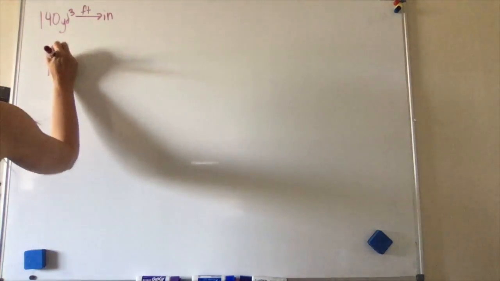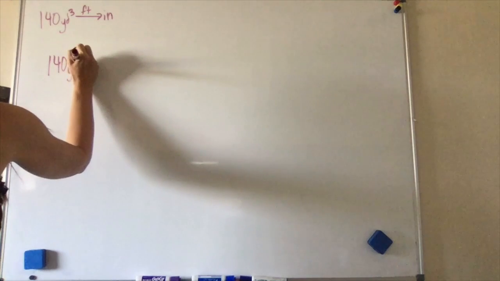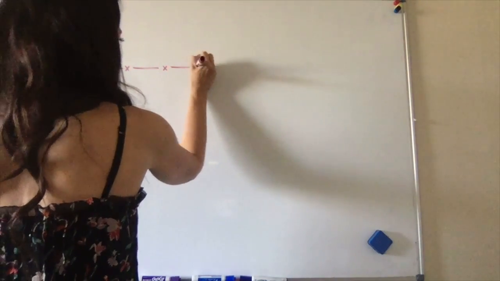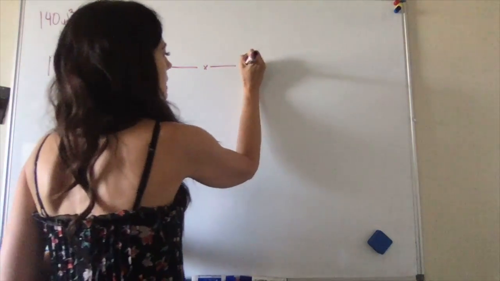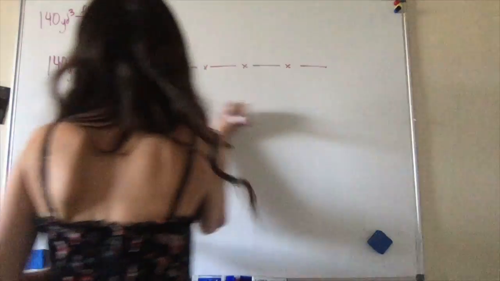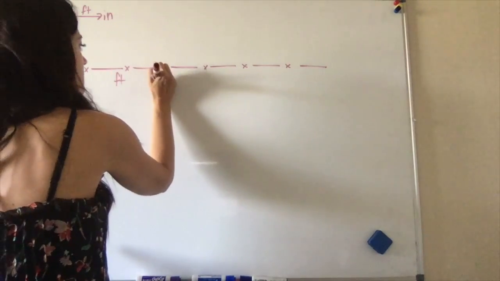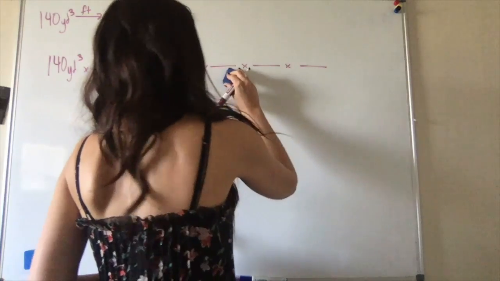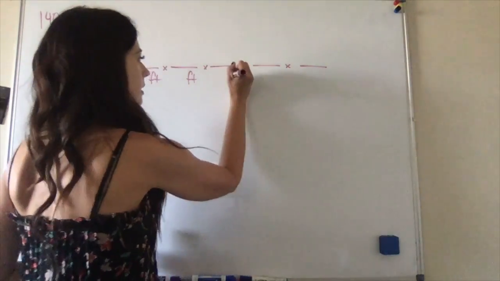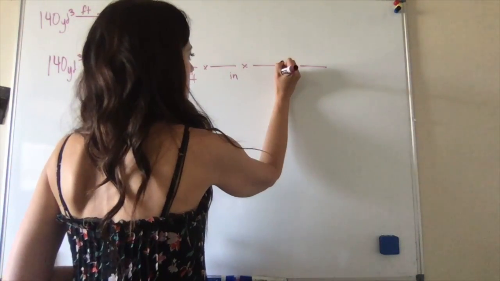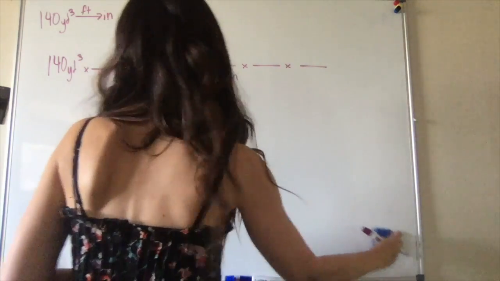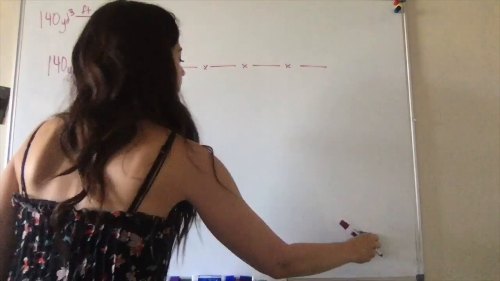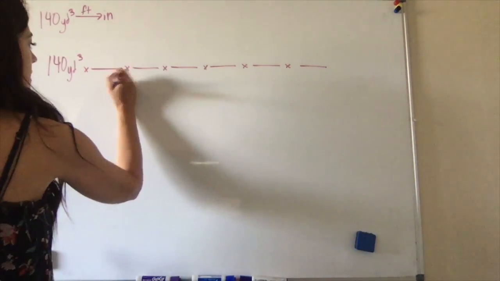So I'm going to start with 140 yards cubed, and then I have to multiply it by 3 feet measurements and then 3 inch measurements. Okay, so I'm going to fill in my skeleton. Sorry, I'm doing this wrong. Yards has to be on the bottom, right?